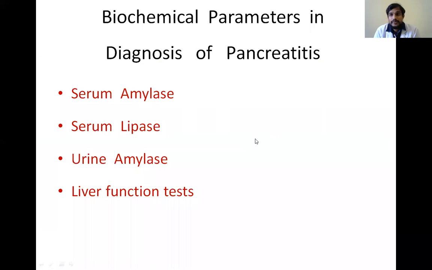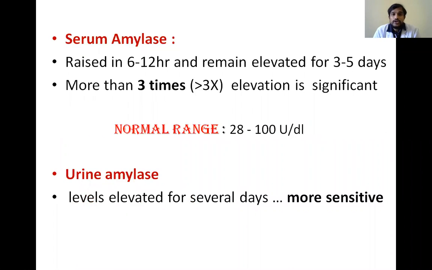And the patient comes mainly with abdominal pain, and we will diagnose pancreatitis by the following investigations: serum amylase, serum lipase, urine amylase, and liver function tests are also done. So coming to the serum amylase, it will increase 6 to 12 hours after the onset of pancreatitis and remains elevated for 3 to 5 days.